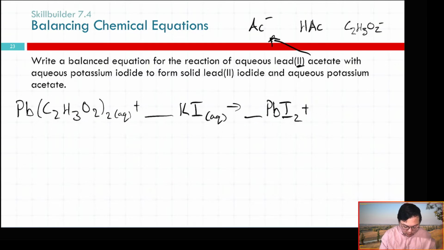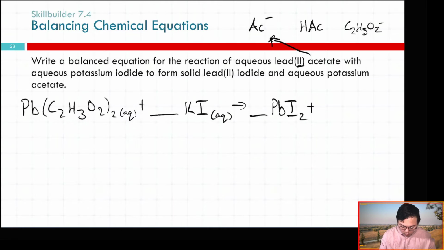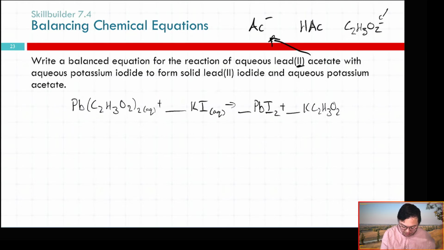This is just too much to write. Okay, so we need space for a coefficient in case we need it. And then potassium, then C2H3O2. We don't have to add parentheses there because we only have one of them, because acetate has a -1 charge. Now I'm going to take this whole thing and use a little iPad magic to shrink it.